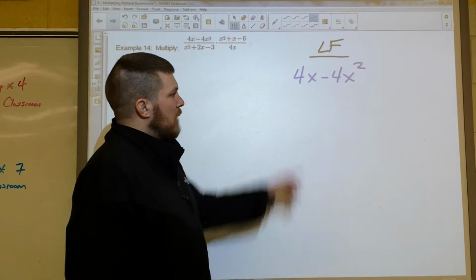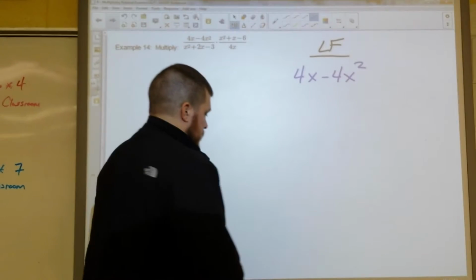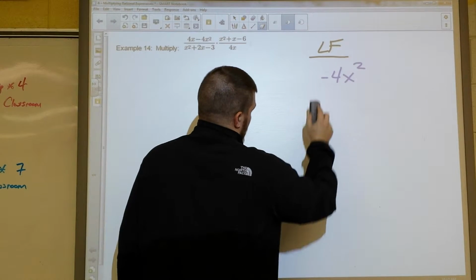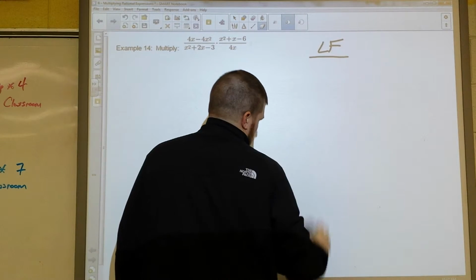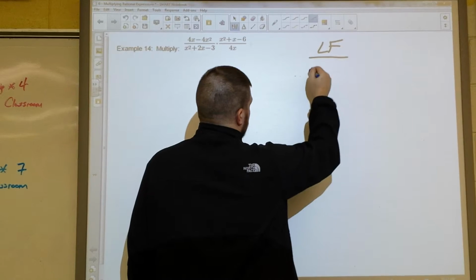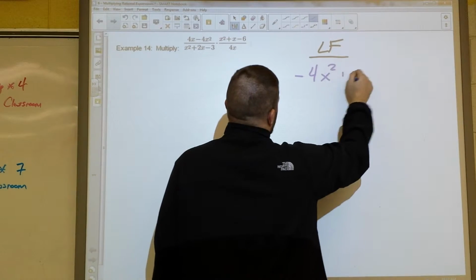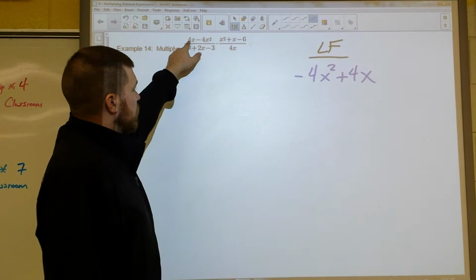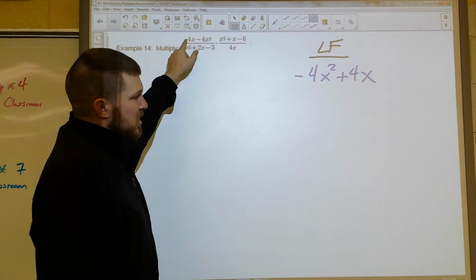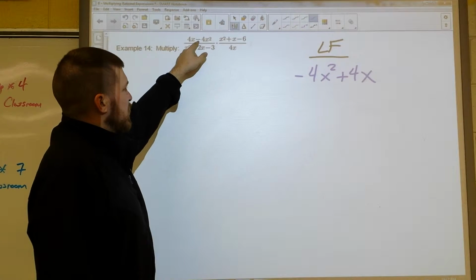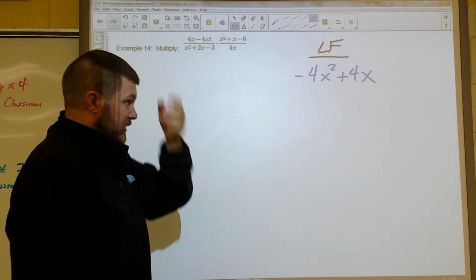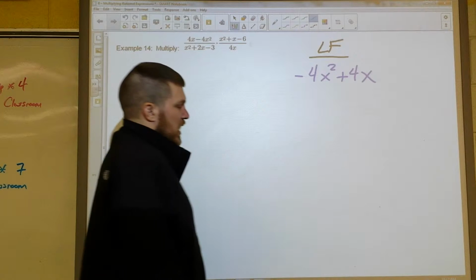All right, now I'm going to go ahead and change the order of this. I like x squared to go up front, so it's going to be negative 4x squared plus 4x. Okay, so you can always change the order of it. Just be careful that 4x is positive in the problem, so it has to stay positive. Same idea. Negative 4x squared is negative in the problem, so it has to stay negative if you change the order.